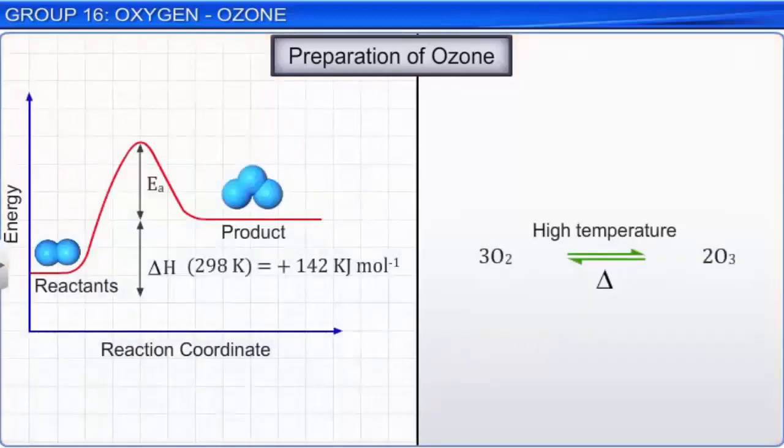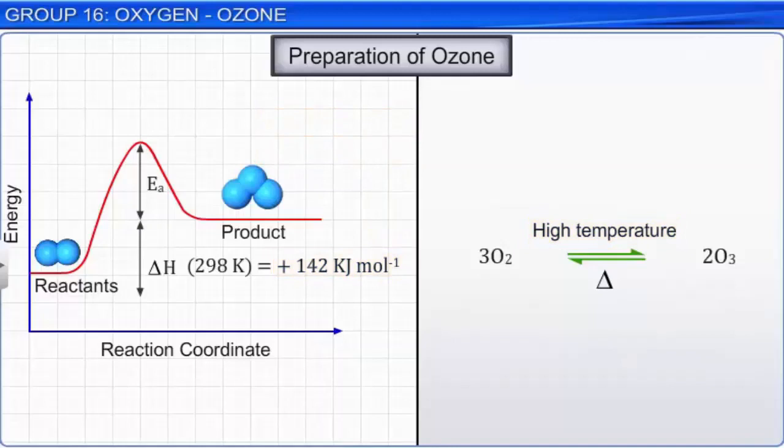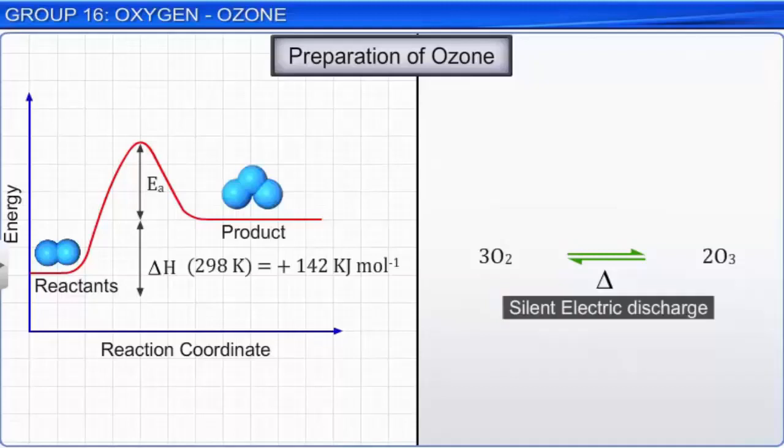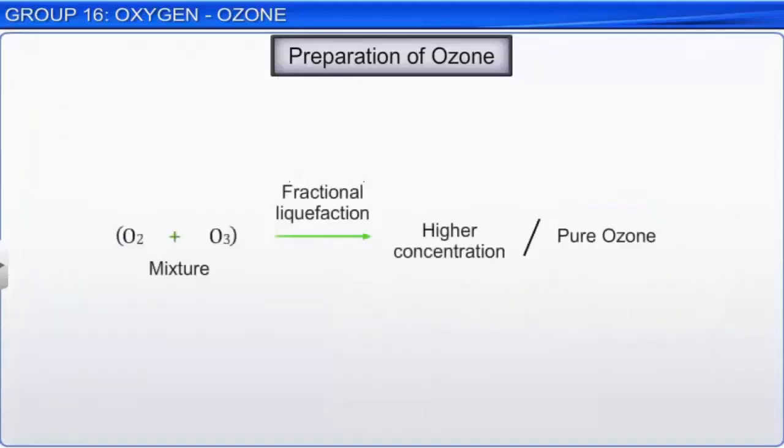The formation of ozone is an endothermic reaction. It must be carried out at high temperature. Hence, it is prepared by means of silent electric discharge. Otherwise, sparking would generate heat and decompose ozone. Higher concentrations or pure ozone can be obtained by fractional liquefaction of an oxygen-ozone mixture.